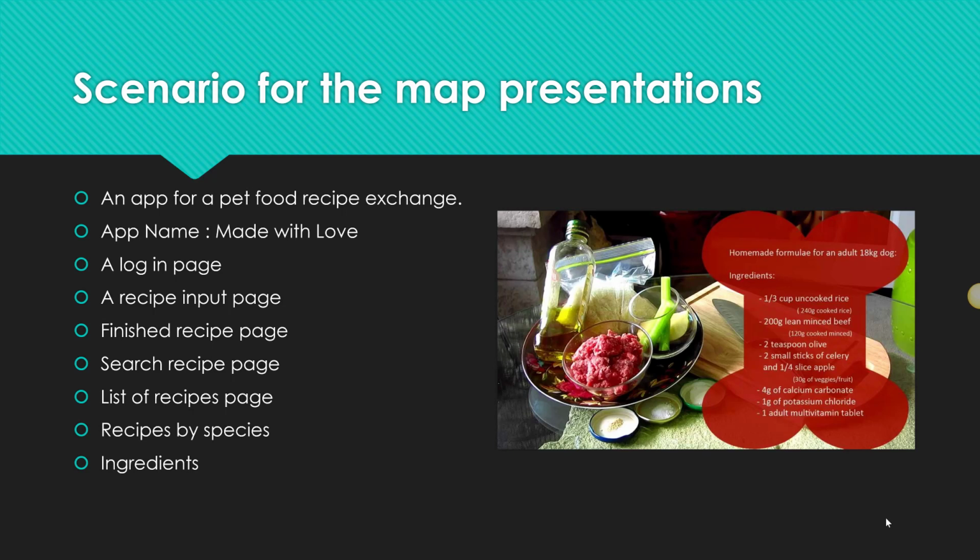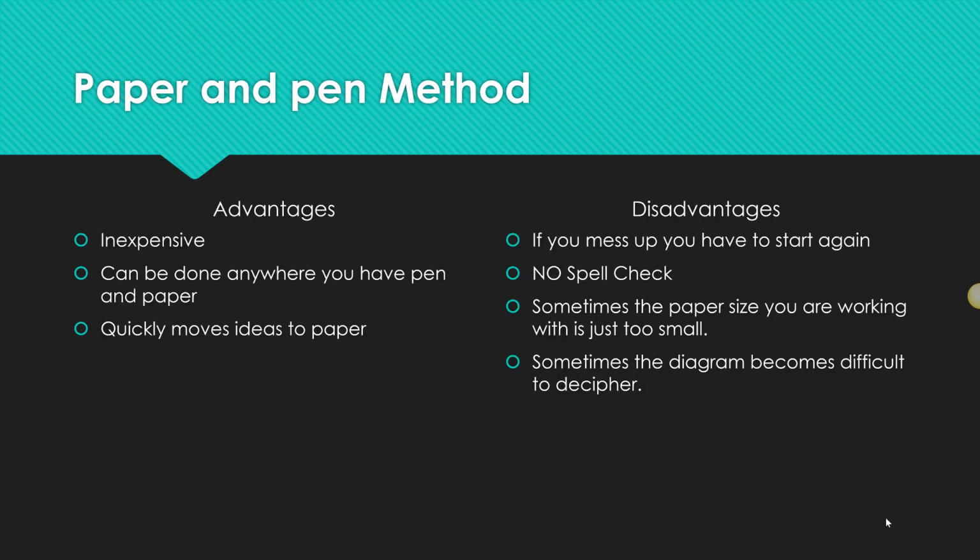First of all, let's review the scenario in case you've forgotten. The app that I am doing a drawing for is called Made with Love, and it's for pet food recipes so that they can be exchanged. That will require a login page, a recipe input page, a finish recipe page, a search recipe page, a list of recipes page, recipes by species, and by ingredients that can be looked up.